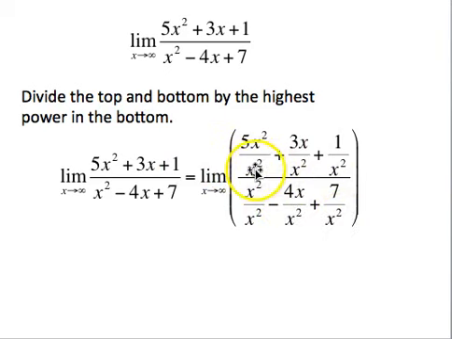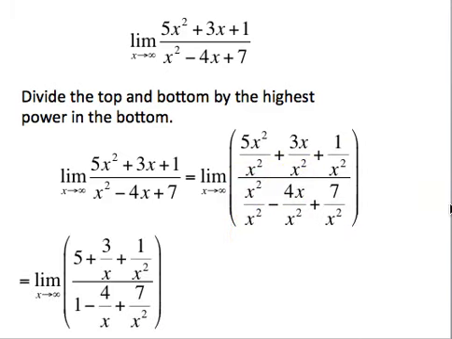5x² over x² is 5. 3x over x² becomes 3 over x. That's 1 over x². X² over x² is 1. This becomes 4 over x. That becomes 7 over x².